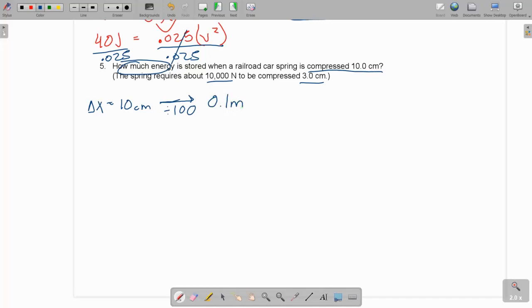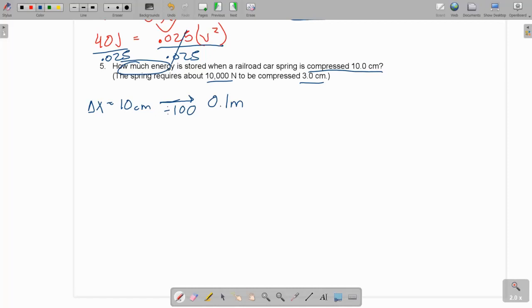And that should make sense, right? Think about a meter stick, okay? 10 centimeters on a meter stick is 1/10 of the meter stick, right? Because there's 100 centimeters in a meter. So that's why it's 0.1 meters. 0.1 meters is 1/10, okay?